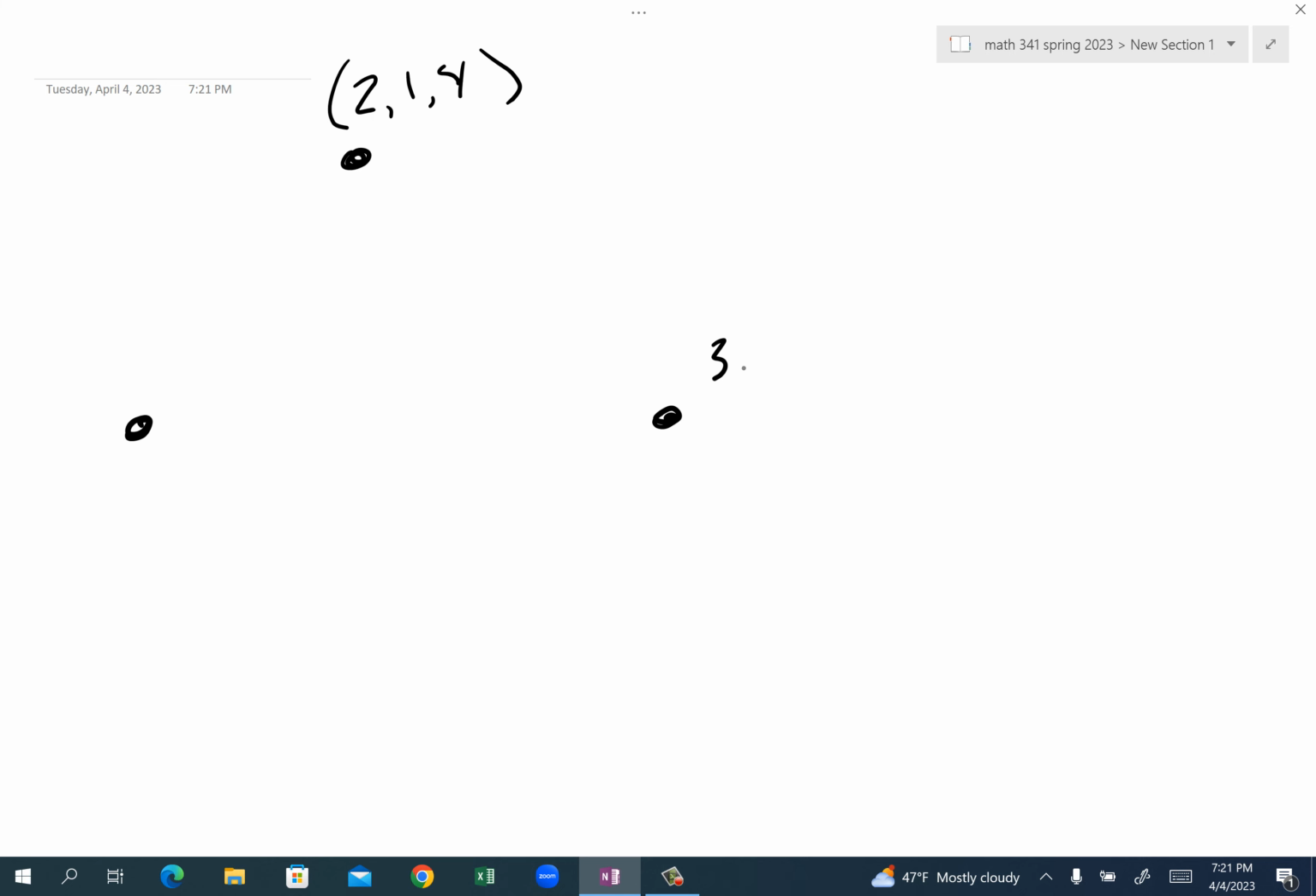3, 2, 8. Negative 1, negative 2, 7. Hot diggity. Is there a way to find the equation of this plane? Is there a way to find it just using this information? And the answer is yes. Yes, there is.